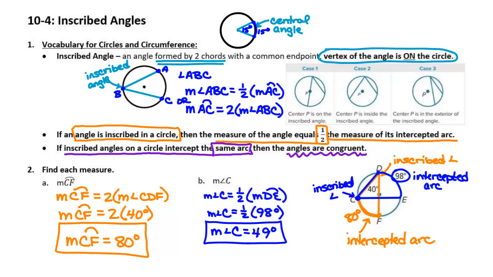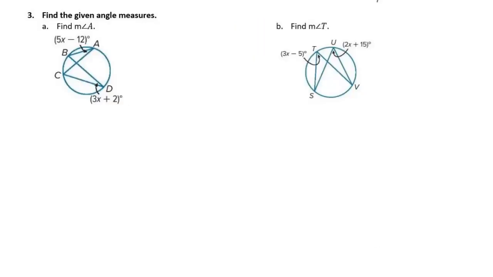All right. So that used our first property right here. If an angle is inscribed in a circle, then the measure of the angle is 1/2 of its intercepted arc. I want to come down and look at problems that are using this second property here. If inscribed angles on a circle intercept the same arc, then the angles are congruent. So let's look down at example number 3 here.